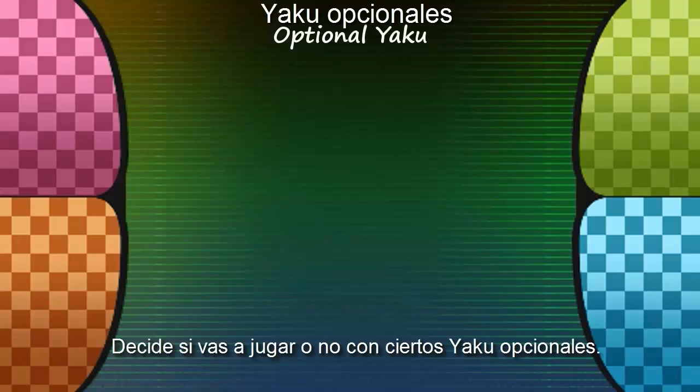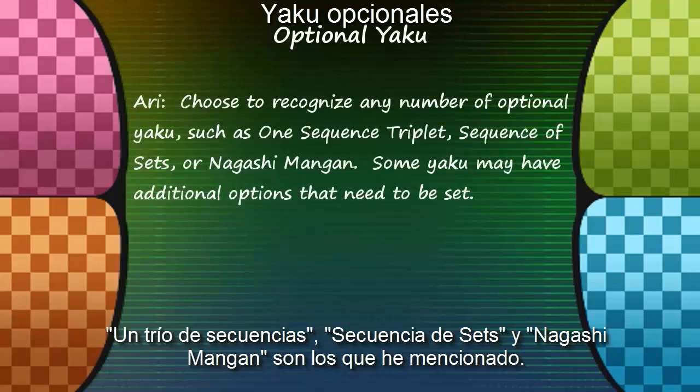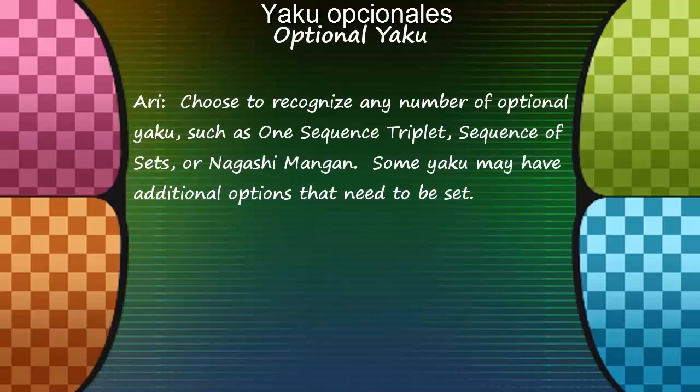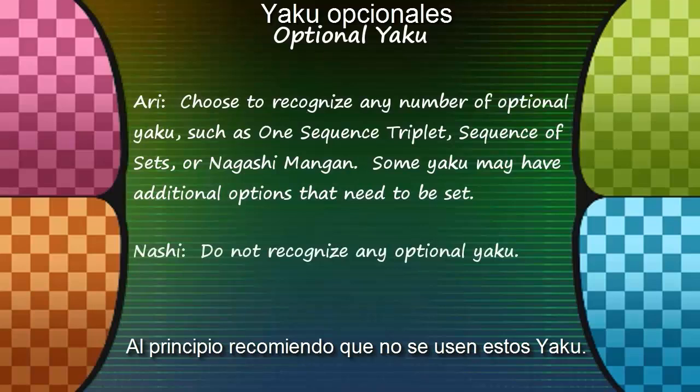Decide whether or not you're going to play with any optional Yaku. One sequence triplet, sequence of sets, and Nagashi Mangan are the ones I've covered. But there are more optional Yaku out there than just the ones I'm most familiar with, and if you learn any more of them, you're welcome to try using as many of them as you like. Keep in mind that there may be additional options you have to set for some of the Yaku, like deciding how many Han one sequence triplet is worth. I recommend leaving these Yaku out at first.